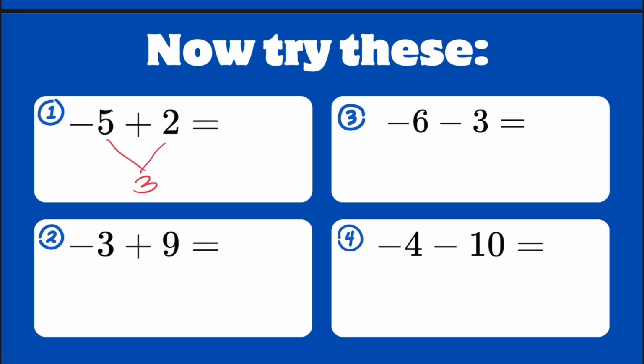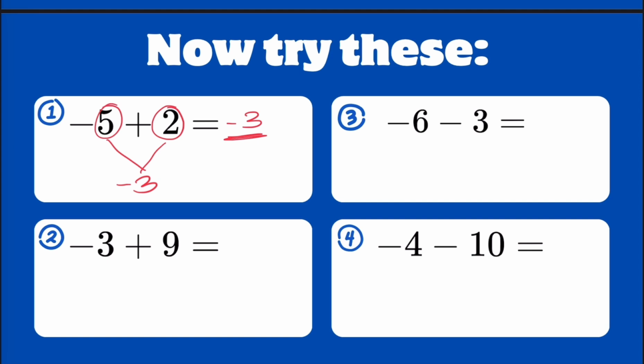And we have 5 versus 2. Which one is bigger, 5 or 2? Definitely 5. So we're going to keep the sign of 5, which is negative, which means negative 5 plus 2 is negative 3. Think about it. If someone owed you $5, but they only paid you back 2, they still owe you $3, which means they're still negative $3.